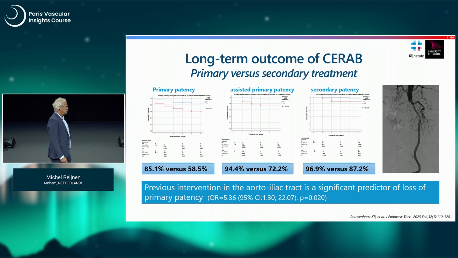Then we also looked at those patients that had a primary CERAB compared to those that were treated before in this area, and there were significant differences, and we didn't expect them to be that big. But when you look at patients that were not treated before in that area, they had at 5 years a primary patency rate of 85%, an assisted primary patency of 94%, and a secondary patency of 97%. And when you compare this to the literature on open surgery at 5 years, it's very close to what had been published before, particularly since our definitions of patency are much stricter than those with open surgery.